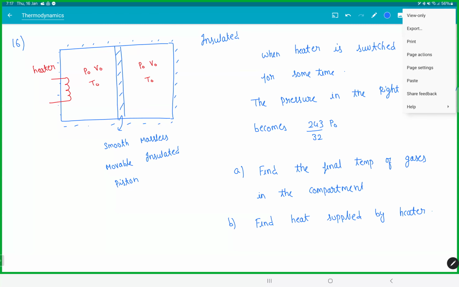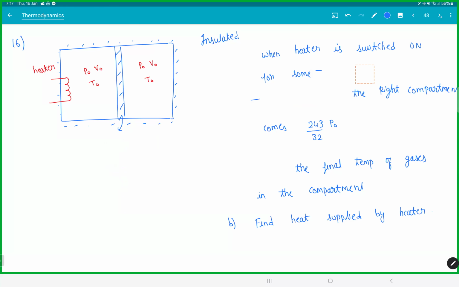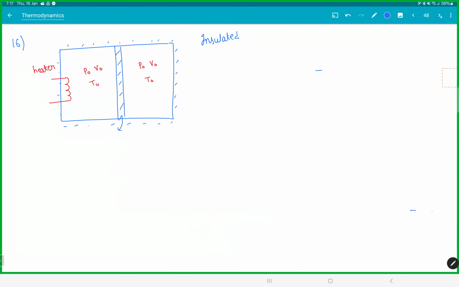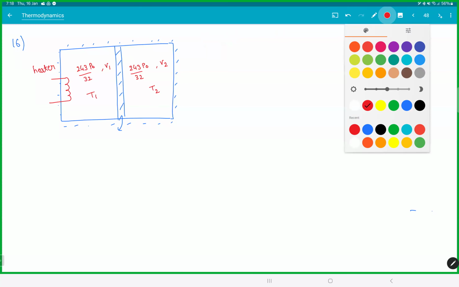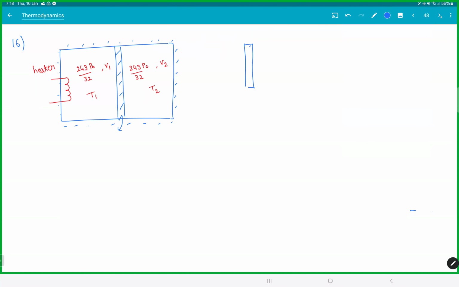Now, let this be 243 P naught by 32. Let the volume be V2, let the temperature be T2. Now here also pressure must be the same. Did you figure that out? Let the volume be V1, let the temperature be T1. Why? Because the piston is smooth. If it is in equilibrium, if this side is P1 into area, this is P2 into area. Since there is no friction, P1 must be equal to P2. That is the first part, that the pressure on left and right is the same.